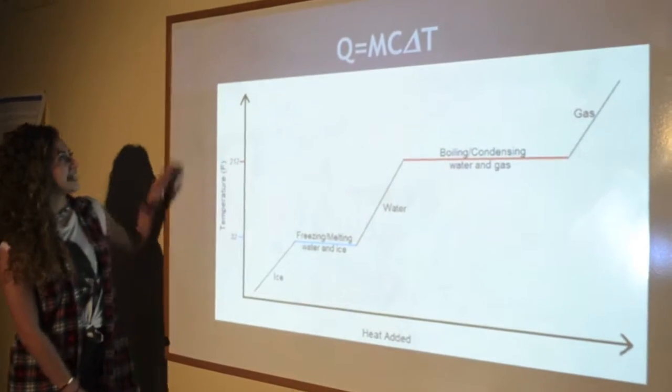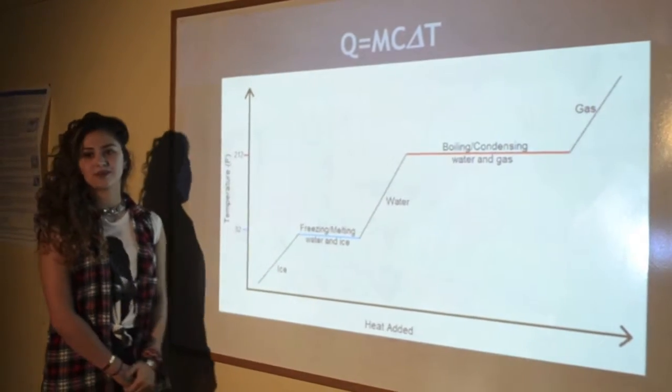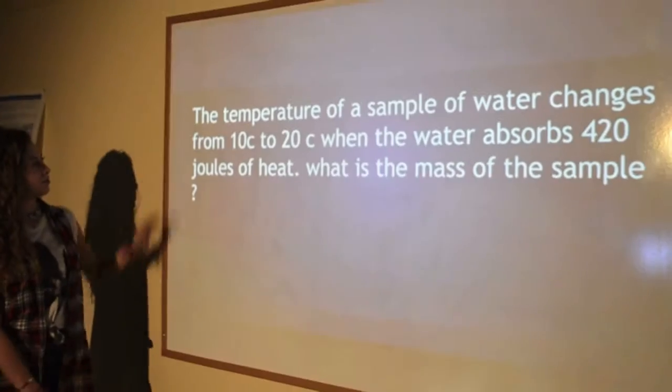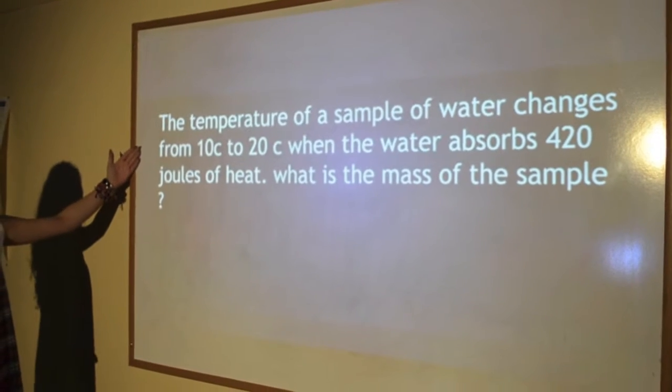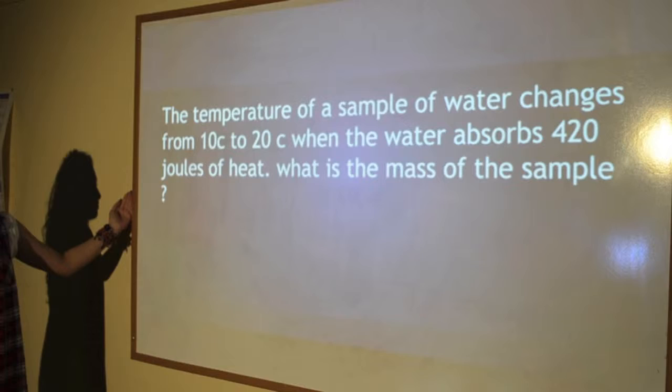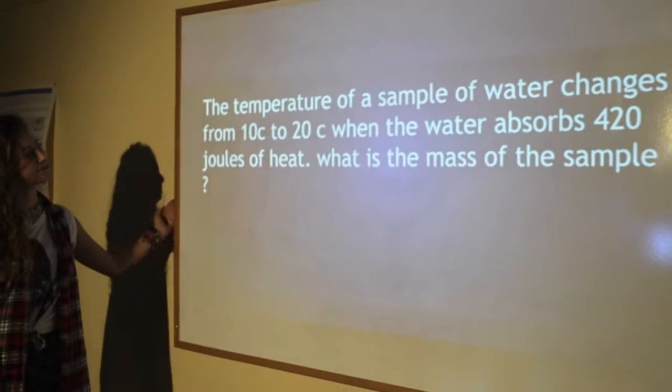Thank you, Deb. So today I'm explaining when you use the equation Q equals MCAT when temperature changes occur. Now for the word problem. Suppose you receive the question, the temperature of a sample of water changes from 10 degrees Celsius to 20 degrees Celsius when the water absorbs 420 joules of heat. What is the mass of the sample?